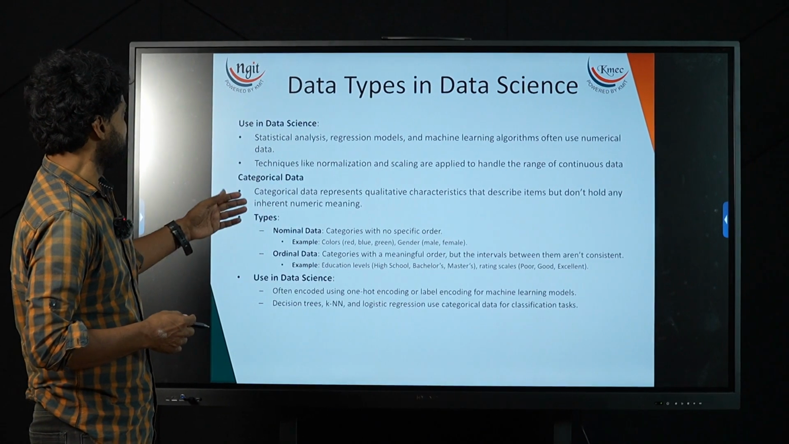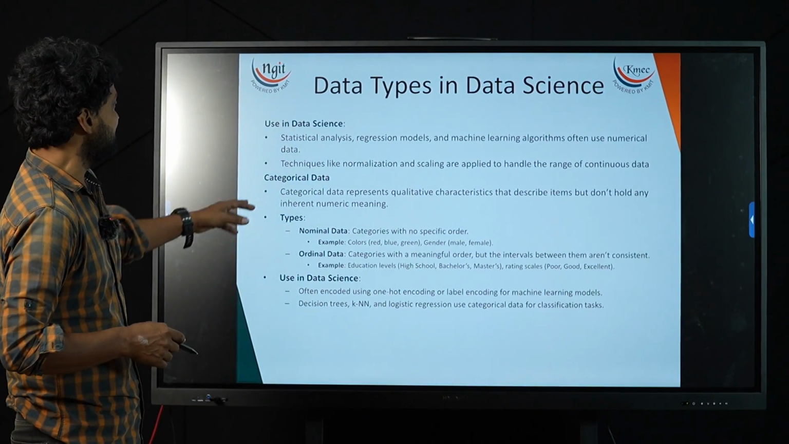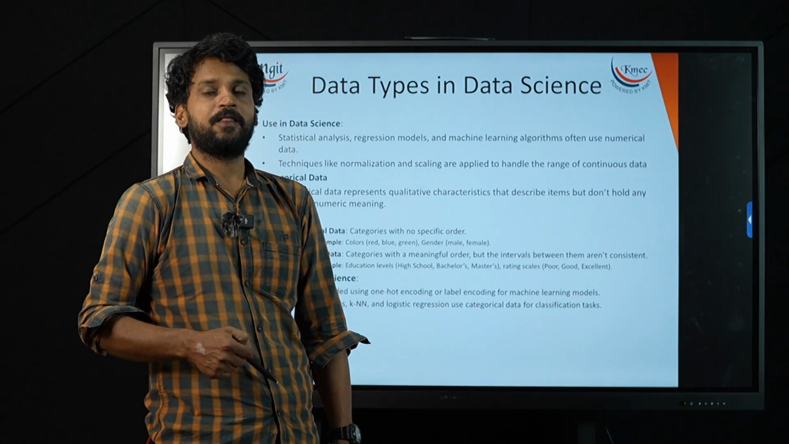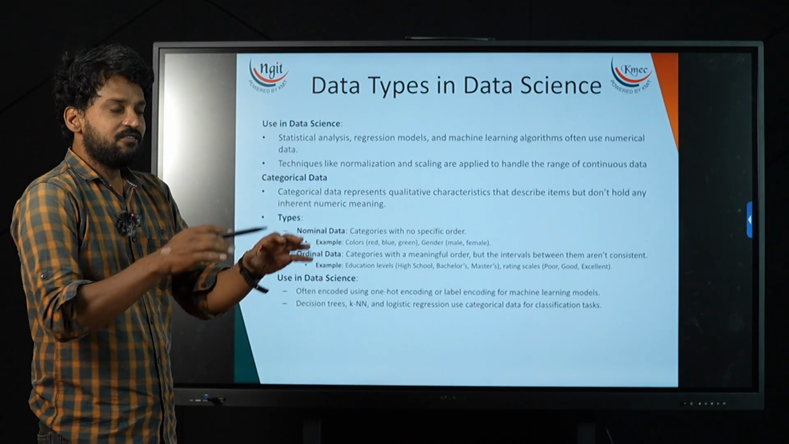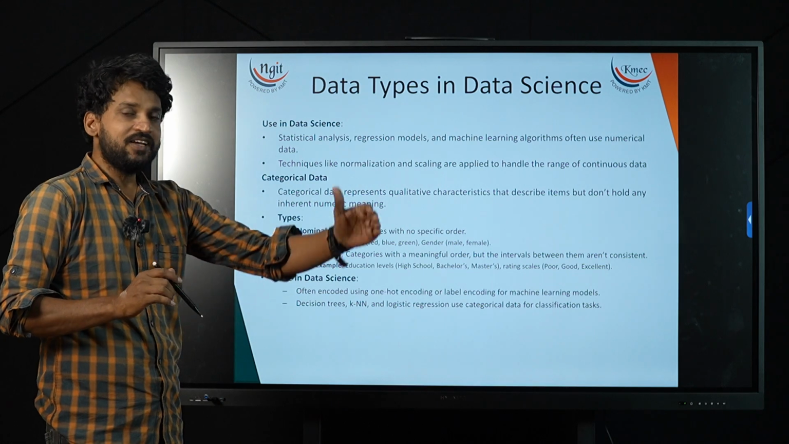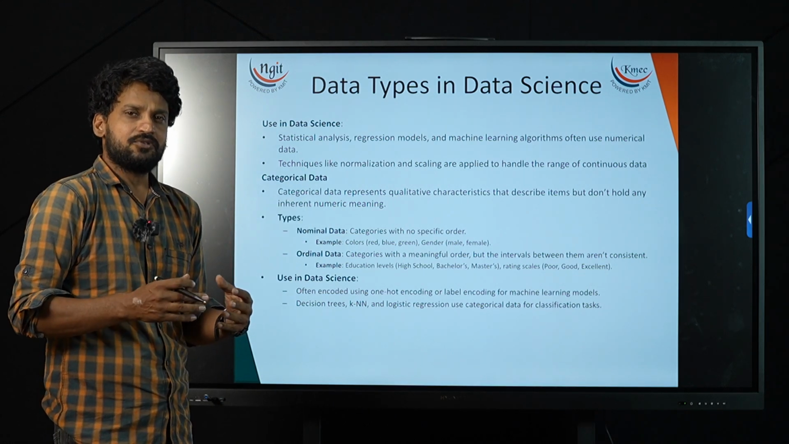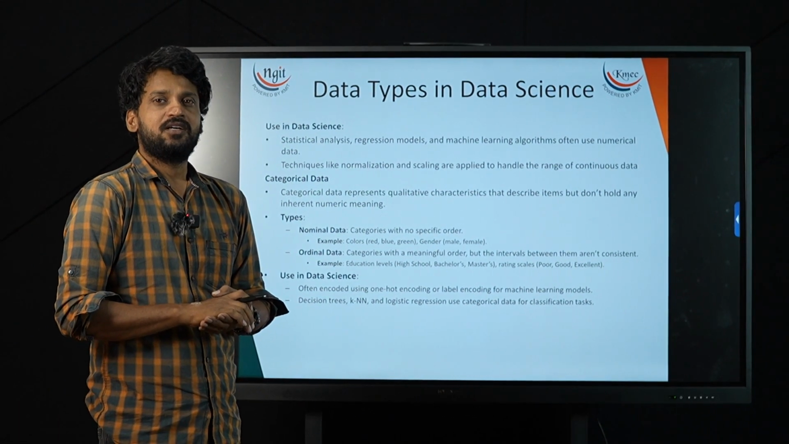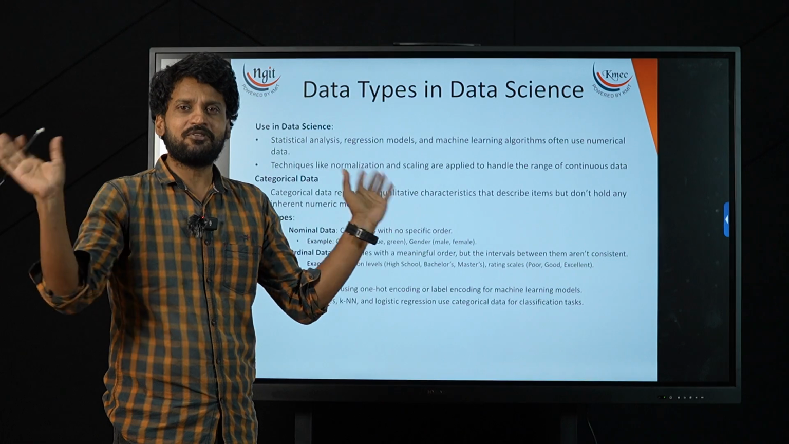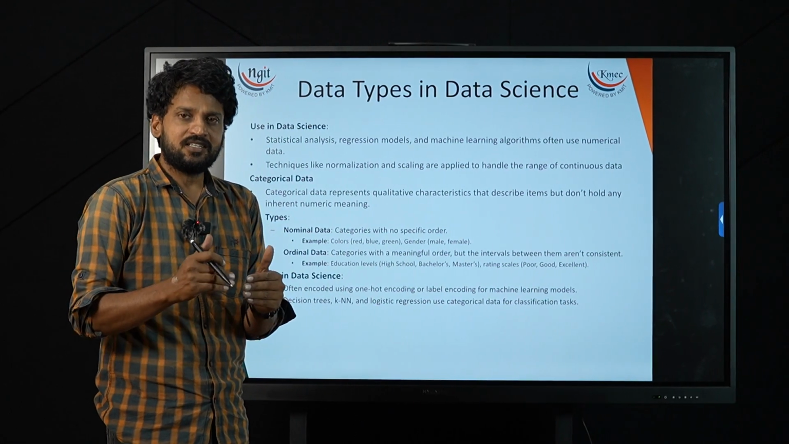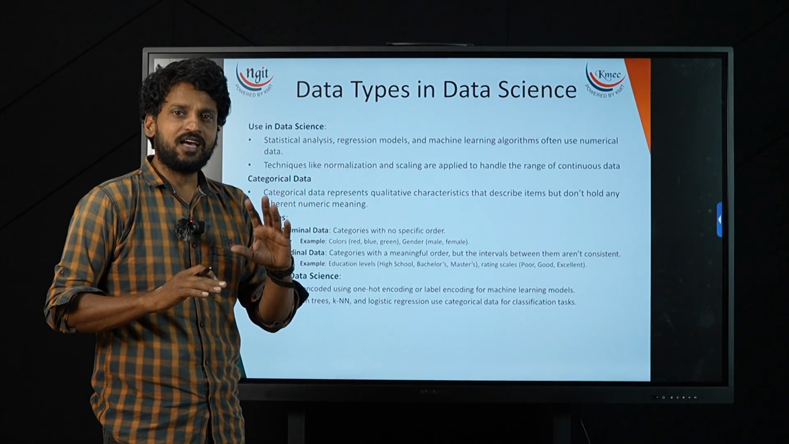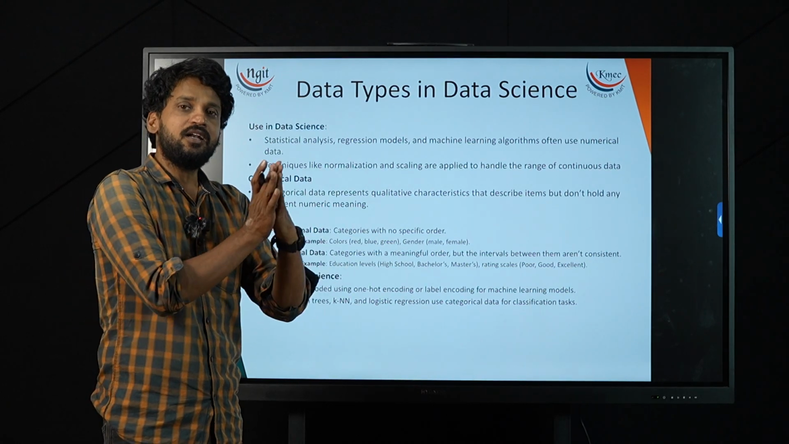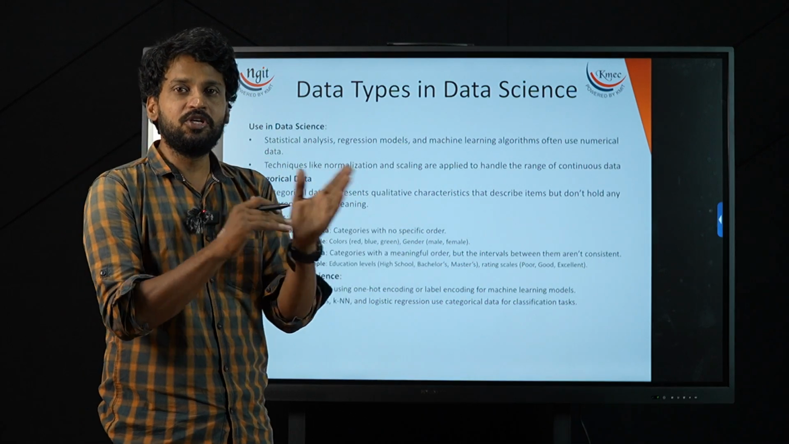Next, of course, the use in data science is that techniques like normalization and scaling apply to handle the range of continuous data. Whenever we are dealing with data, whenever we collect data, this continuous or numerical data is something we collect very often. It is widely spread across data science. Sometimes we directly collect numerical data, or we transform another data into numerical data.